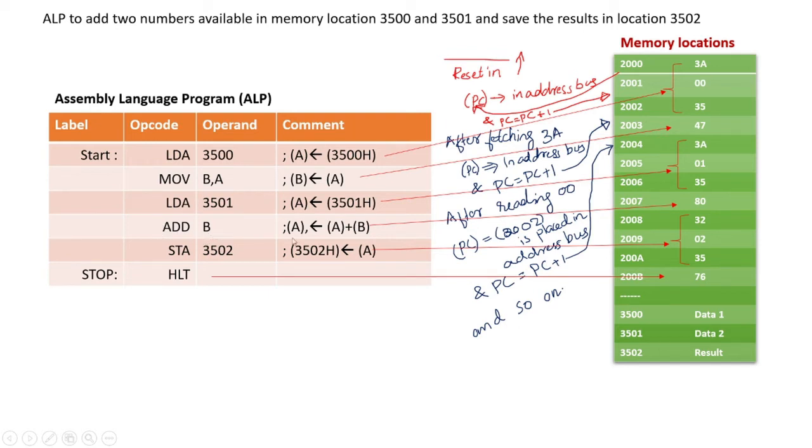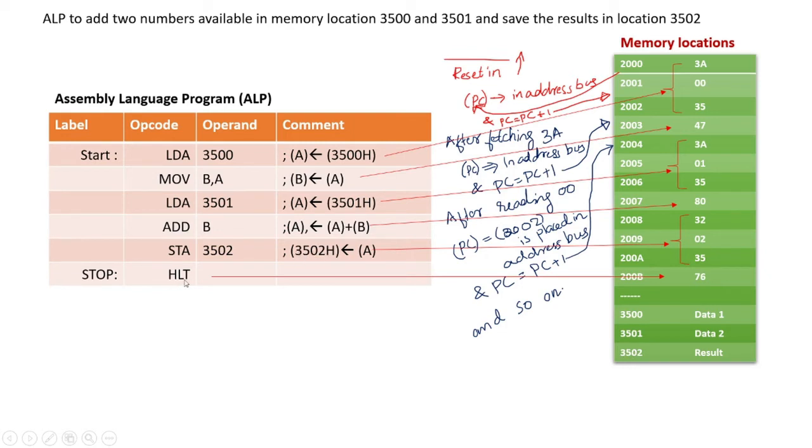ADD B means the content of the accumulator is added with the content of the B register, that is, the second number is added with the first number, and the result of this operation is available in the accumulator. I need to transfer it into the location which is consecutive to data 2. For that we can use another instruction. Here this instruction, STA, stands for store the content of the accumulator into this location. Whenever this instruction is executed, the content of the accumulator is loaded to the memory location with address 3502.